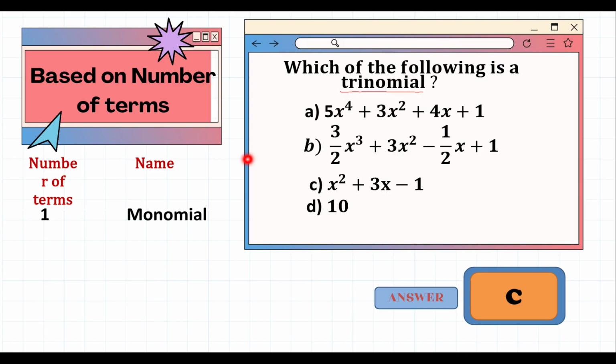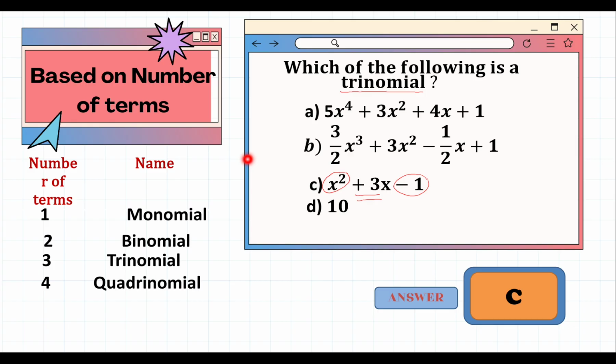If we only have one term, we have monomial, and that is your letter D. Then if there are two terms, we have a binomial. We don't have a binomial example. Then if there are three terms, then we have a trinomial. That's one term, second term, third term. So the answer is C. Then if we have four terms, we have what we call quadrinomial. And letter A and letter B both have four terms, so we have quadrinomials here. And then in general, we just simply say multinomial.